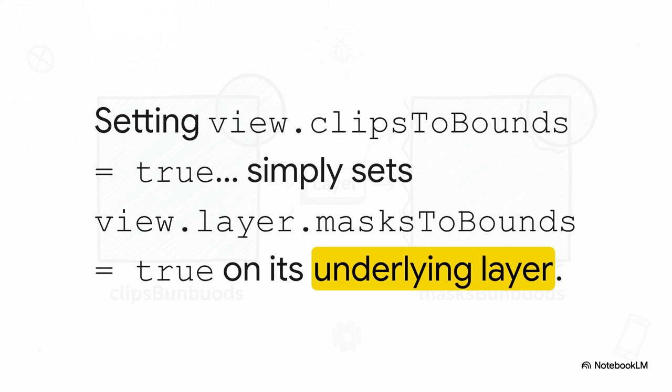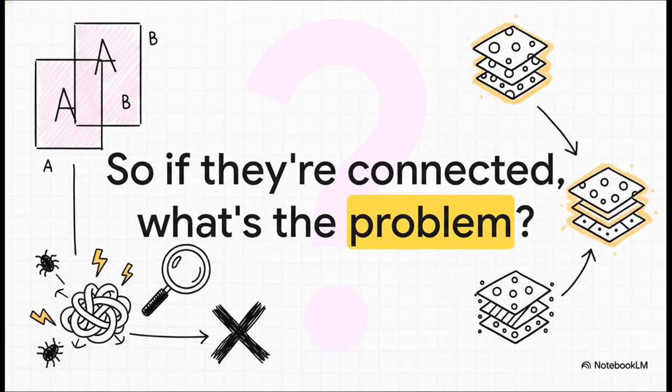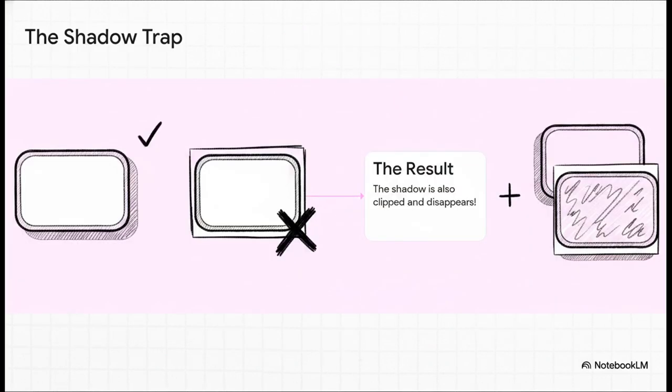They're directly connected. Okay, so you might be thinking, if one just sets the other, then what's the big deal? Why does this cause so many problems? Well, the issue pops up when you start wanting to mix and match different kinds of layer effects. And this brings us to the most infamous problem of all, the shadow and corner radius trap. I'm sure you've been here. Your goal is simple. You want a view with beautiful rounded corners and a nice drop shadow. So you set your corner radius and your shadow opacity.